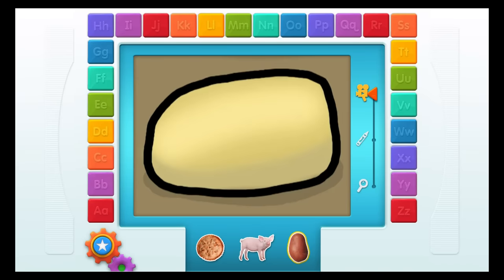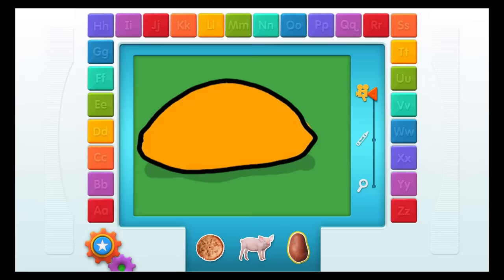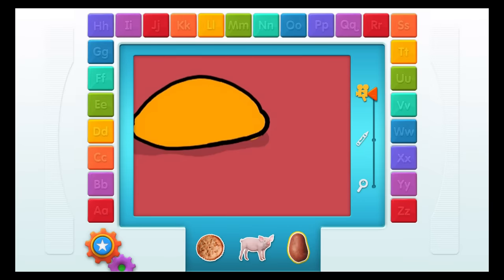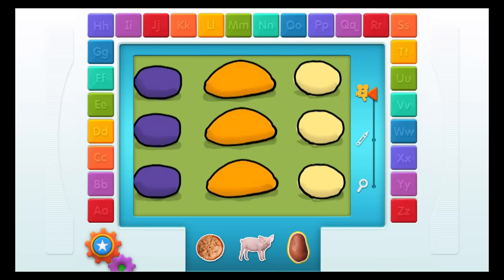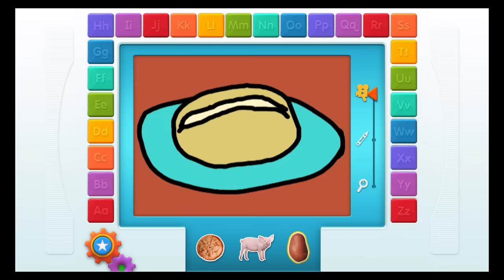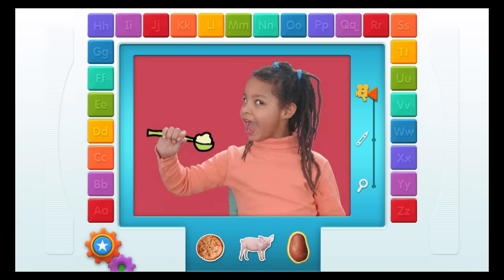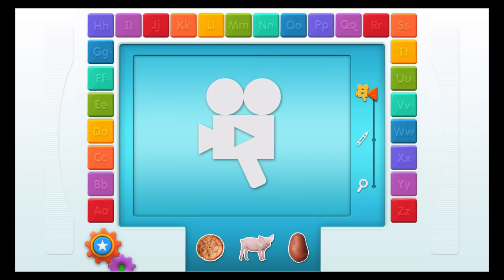I'm a veggie, you all know. Underneath the ground I grow. Orange, white, also blue. All these colors, it is true. You can eat me many ways. Mashed or boiled on different days. Scalloped, stuffed, or just plain baked. I'm the one you love to taste. Pea, potato.